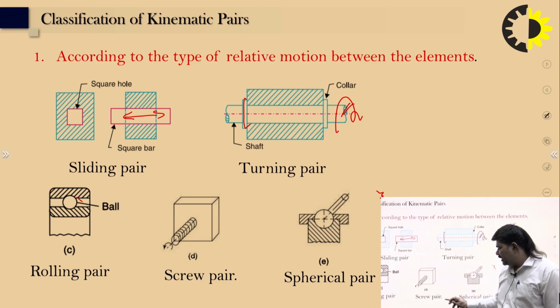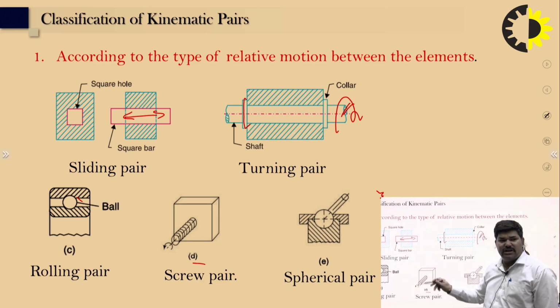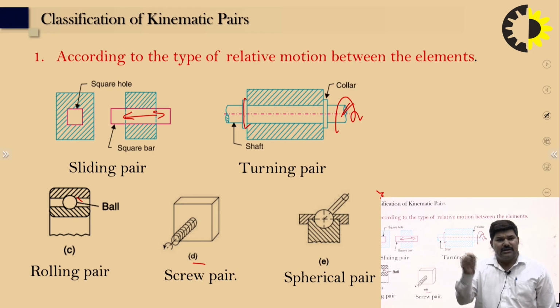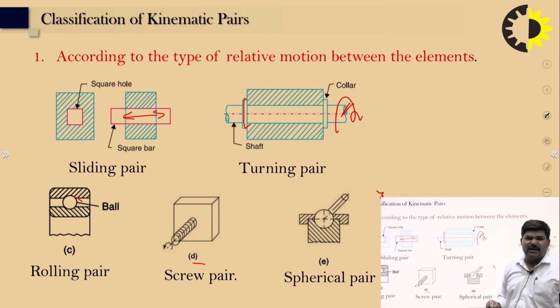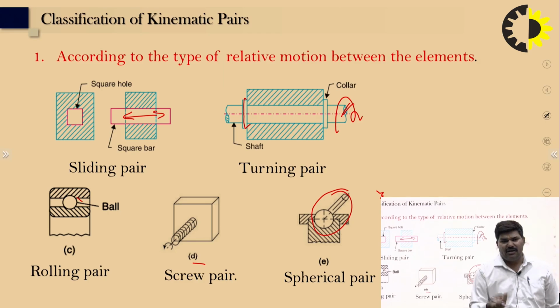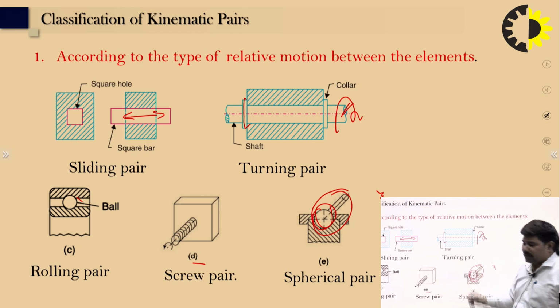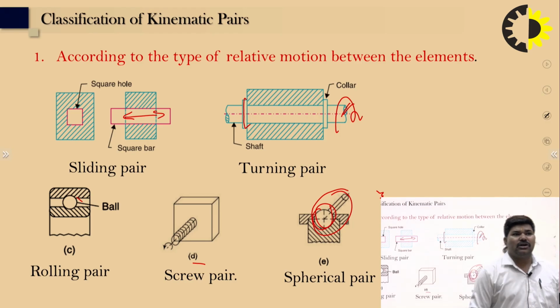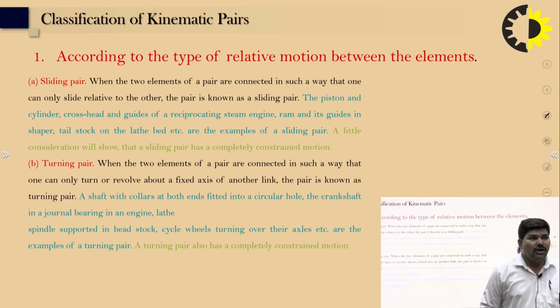Then the screw pair, you can see here the screw, the lead screw inside, so you can move the lead screw. And again the spherical pair, you can see here that the side mirror of the car is the best example. You can say the pen stand is the best example of the spherical pair. These are according to the type of the relative motion between the elements.